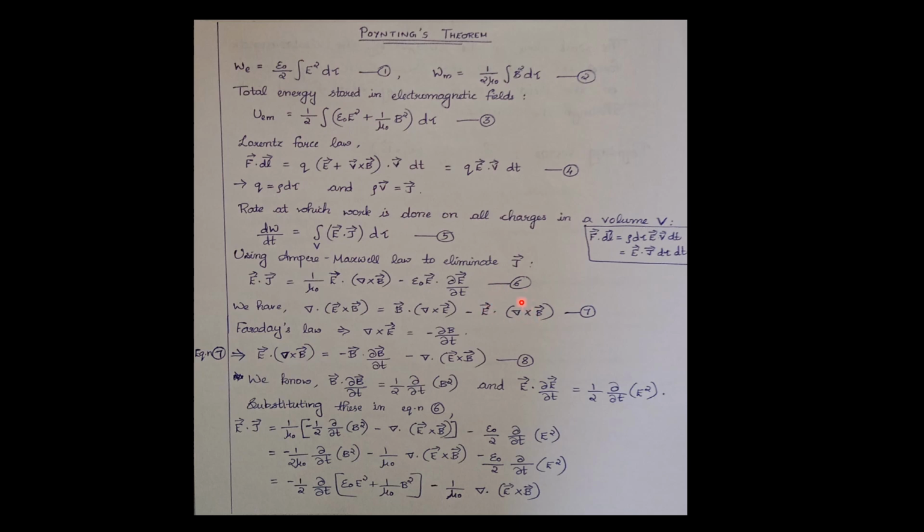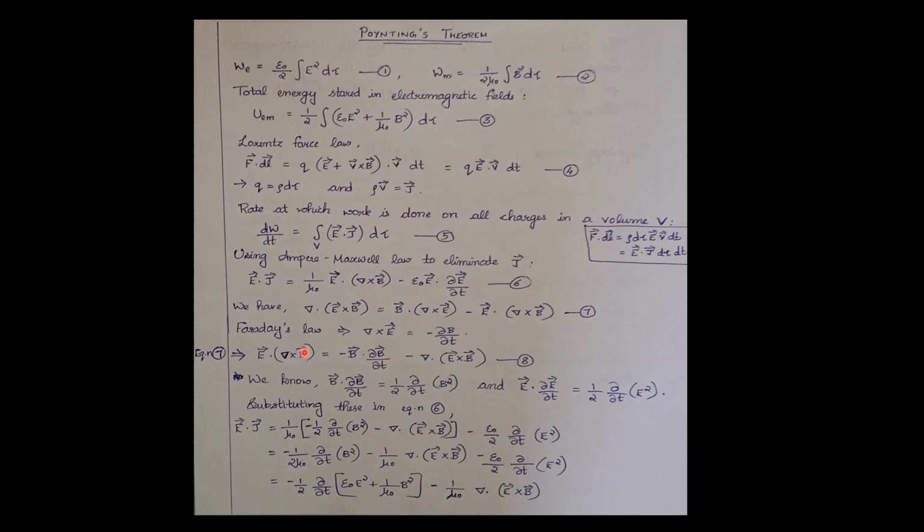Taking this term to the right, we get E dot del cross B equal to minus B dot dou B by dou t, minus del dot E cross B. Also, B dot dou B by dou t is equal to half dou by dou t of B square, and the same relation holds for the electric field. So we can substitute these two and get an equation for E dot del cross B, and substitute that in the above equation.